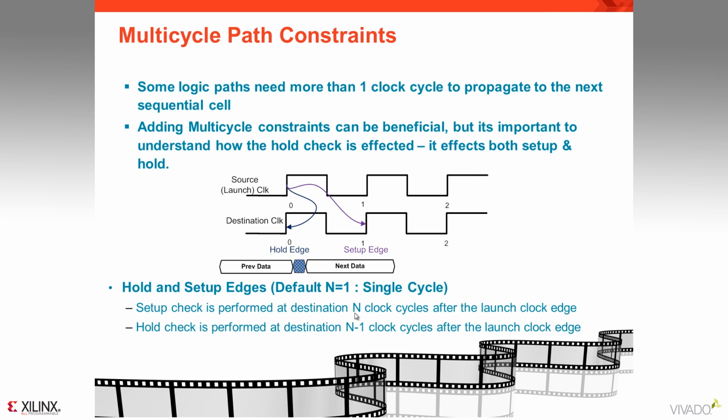To help us understand how setup and hold checks are affected, let's first review their default behavior by the timing analysis engine. Setup checks are measured from the source clock edge to the destination's next clock edge. Hold checks are measured from the source clock edge to the destination's same clock edge. Another way to look at this is if the setup check is performed at the destination clock edge n, the hold check is performed at the n-1th edge of the destination clock shown in the figure. This is an extremely important concept that needs to be understood.